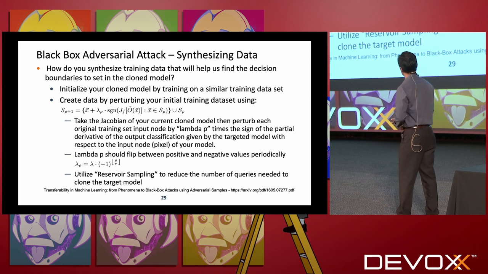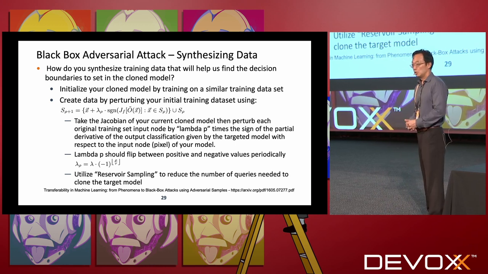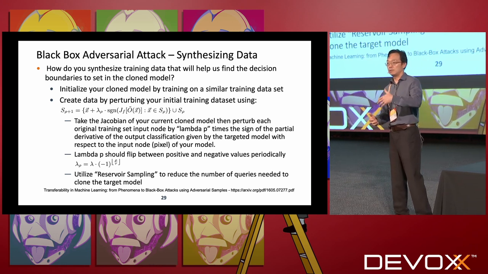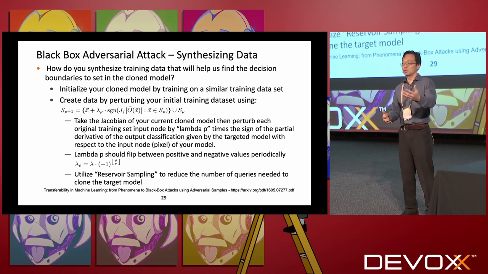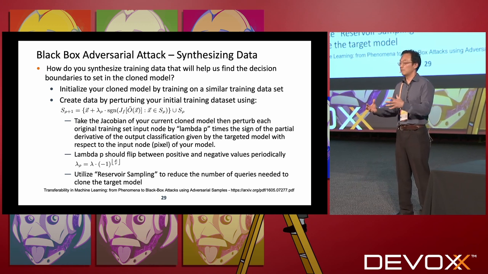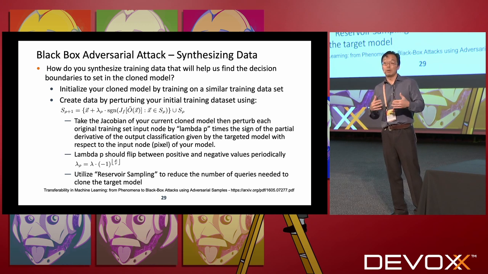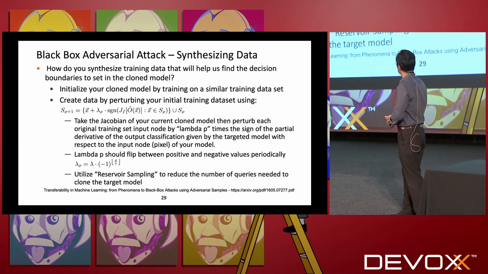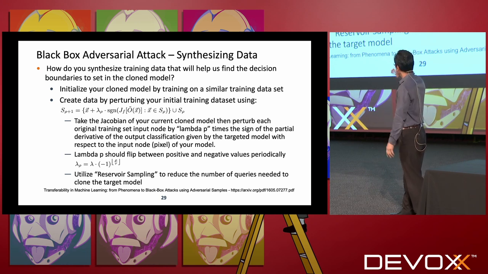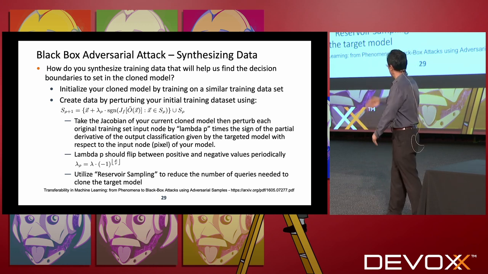Let's talk about the process a little bit more in detail. If you're trying to copy a model, you start with your own model, and if you know that they're using a certain model, they got it from a model zoo, or from a model exchange, then you start with a model that's very similar. And you train on a similar data set.